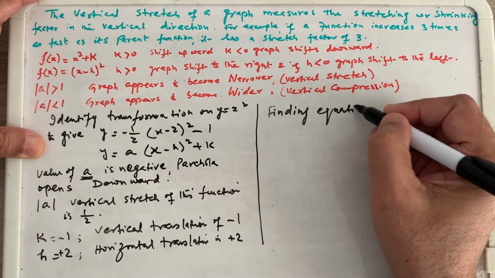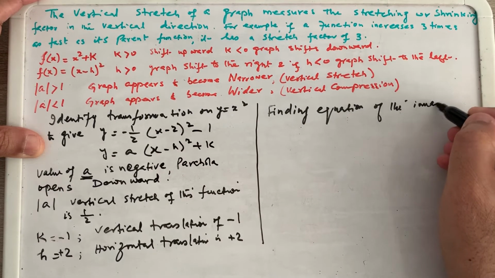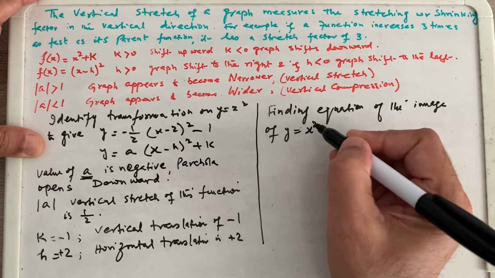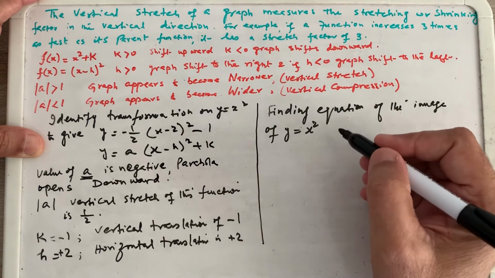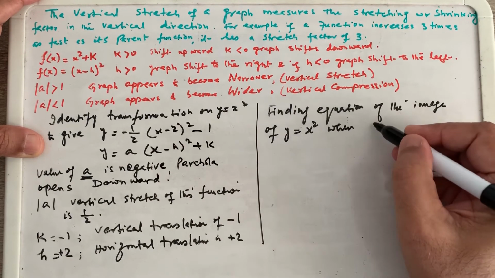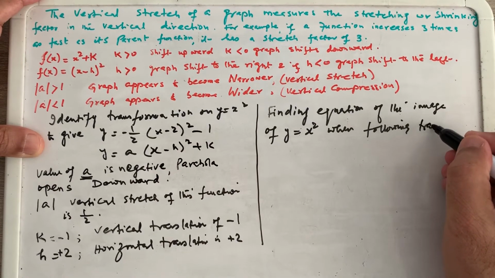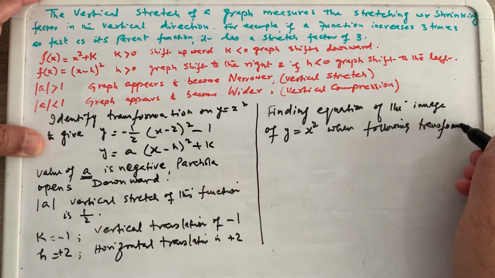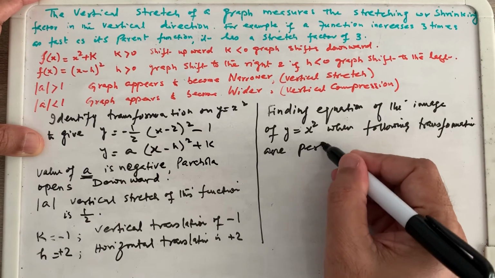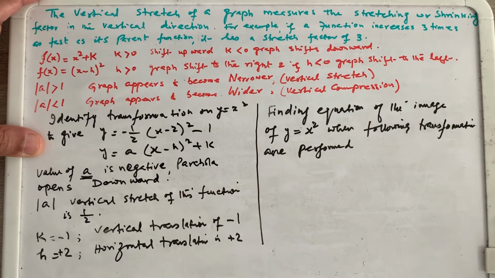Finding the equation of the image of y equals x square, right, when the following transformations are performed. So what transformations are performed? And now we have to see what those translations or transformations mean, right?